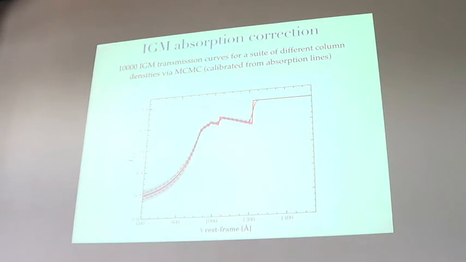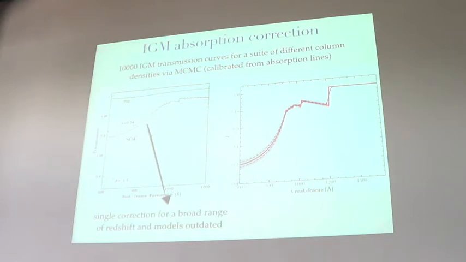So I have used 10,000 IGM transmission curves for a suite of different column densities via an MCMC approach, which has been calibrated from quasar absorption lines. So these are the state-of-the-art IGM corrections for this sample. And I'm going to show you what is the difference between this correction and the ones that have been employed so far. So this line that you see on top is the correction which has been used by Telfer 2002, which is about 1% over the whole wavelength range.